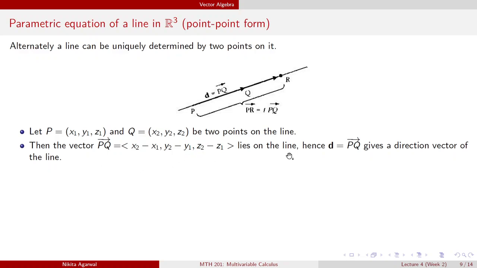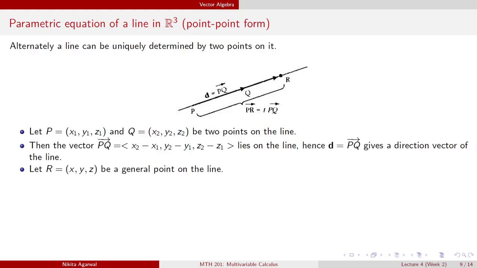lies on the line. So if you take D to be this vector, now this is a fixed vector, right? Because P and Q are given to you. This gives a direction vector of the line, right? Now you have a direction for the line. Now you can do what you did previously.